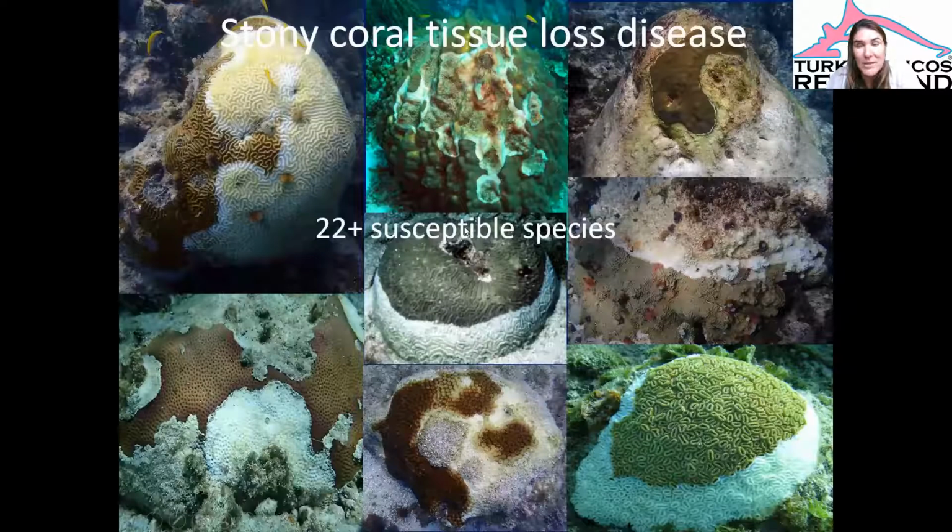So now let's look at SCTLD specifically. Stony coral tissue loss disease, we have 22 plus susceptible species. Again, we're looking at the 14 most common and most susceptible of those species. However, I encourage everyone to, if you don't already have one, get yourself a copy of the Reef Health book, the Coral book by Paul Human.